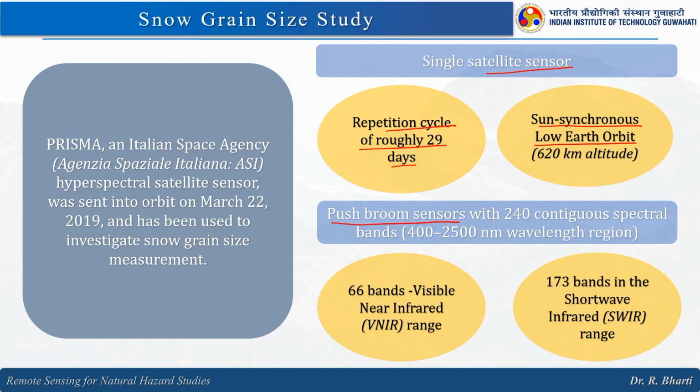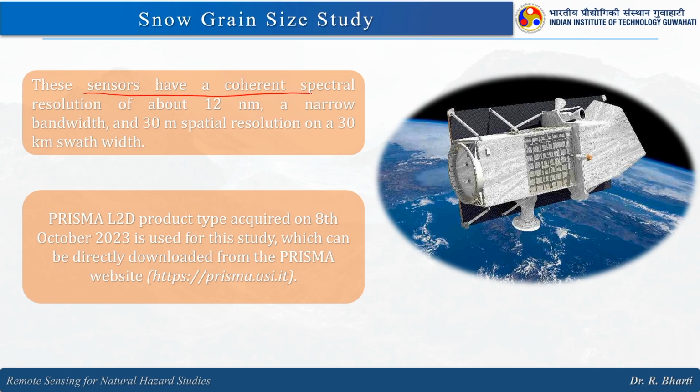Push broom sensors are used here with 240 contiguous spectral bands, which are measured in the 400 to 2500 nanometer wavelength range. So, 66 spectral bands are in the visible and VNIR wavelength range, whereas 173 bands are in the SWIR, short wave infrared range. PRISMA has a spectral resolution of about 12 nanometer, a narrow bandwidth, and 30 meter spatial resolution on a 30 kilometer swath width, right.